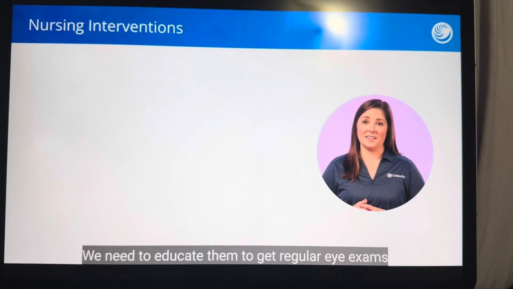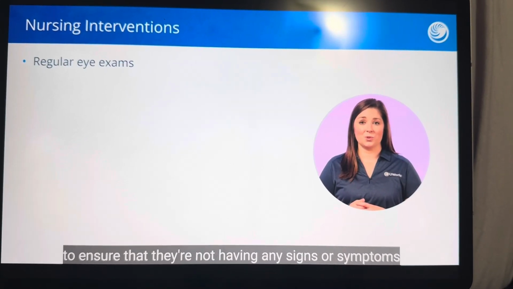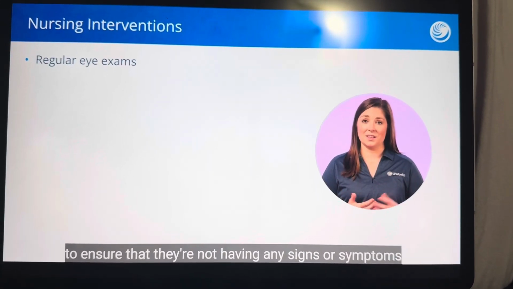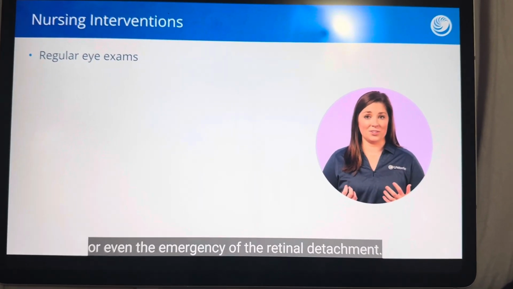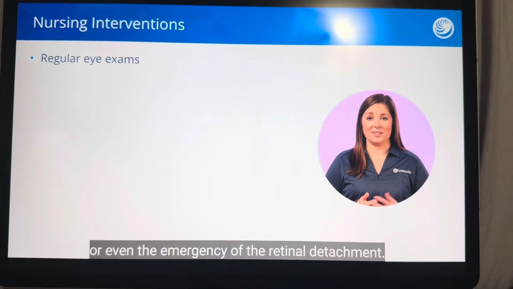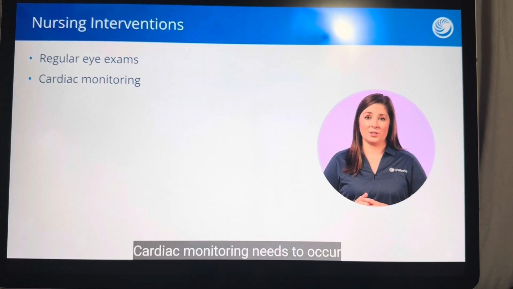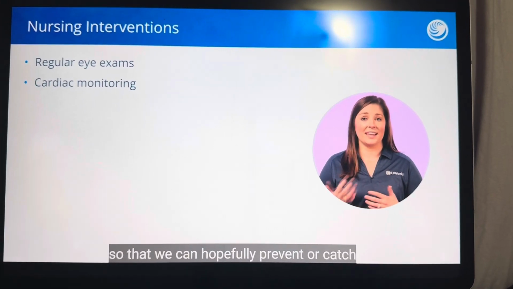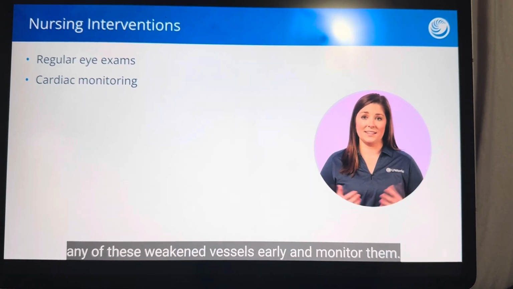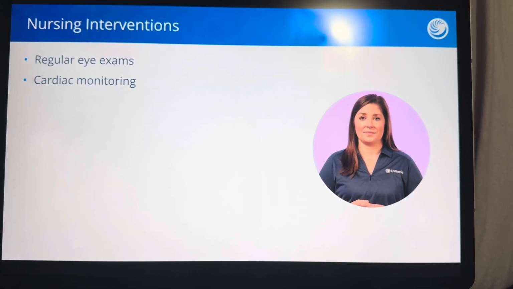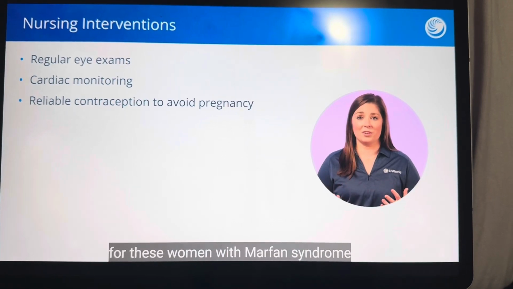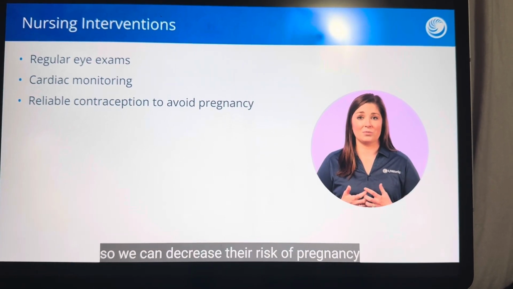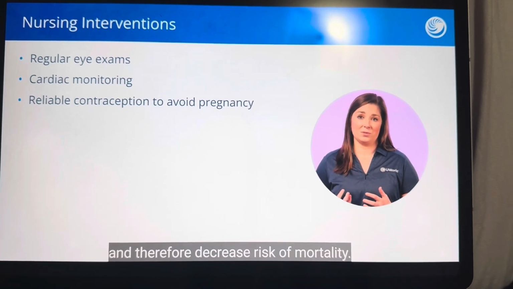Let's discuss nursing interventions for clients with Marfan syndrome. We need to educate them to get regular eye exams to ensure that they're not having any signs or symptoms of some of those weakened structures, such as dislocated lens or even the emergency of the retinal detachment. Cardiac monitoring needs to occur so that we can hopefully prevent or catch any of these weakened vessels early and monitor them. Reliable contraception is extremely important for these women with Marfan syndrome so we can decrease their risk of pregnancy and therefore decrease risk of mortality.